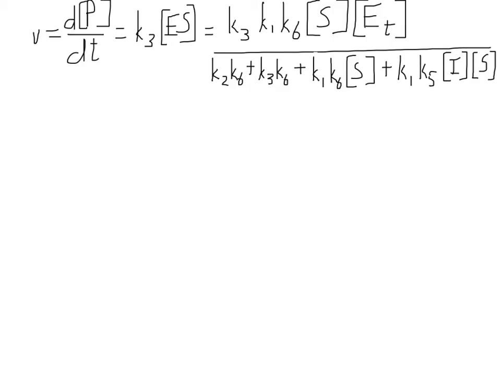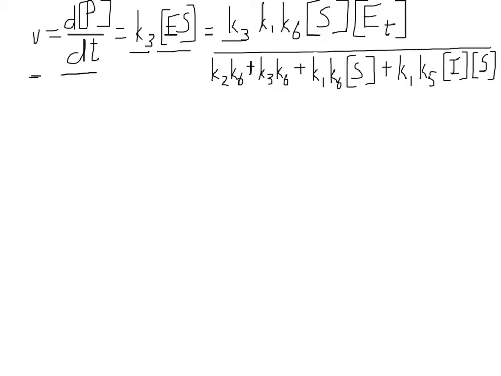Continuing on, I have written out our rate equation, and so we have lowercase v for velocity, dP/dt for the rate of appearance of product, and that is equal to K3, the rate constant, times the enzyme substrate complex. And then the problem is we don't know what the concentration of the enzyme substrate complex is, so we're going to substitute in an alternative expression for that. So I've done that on the right here.